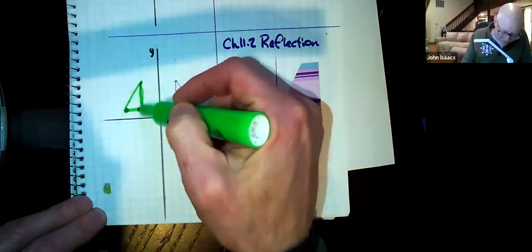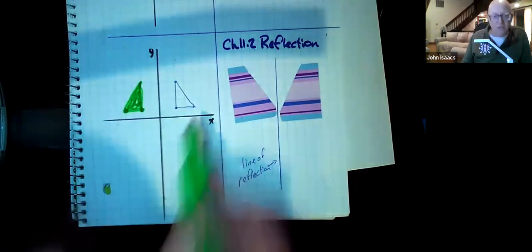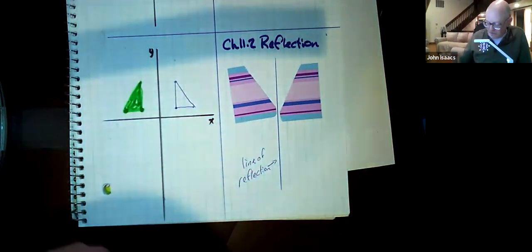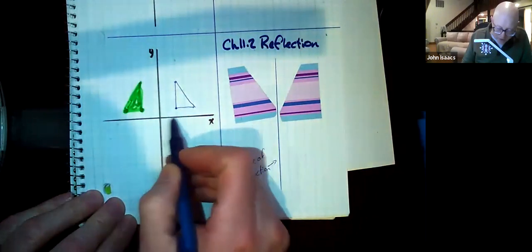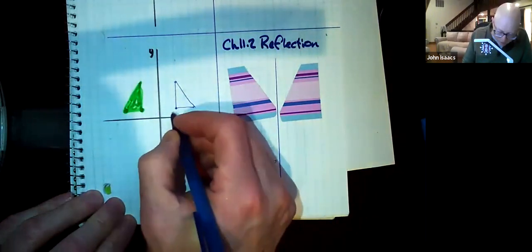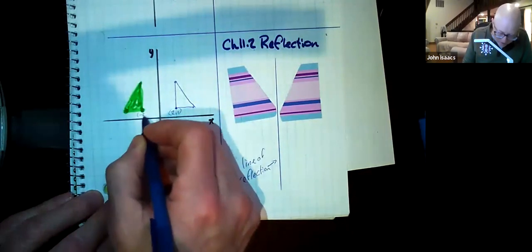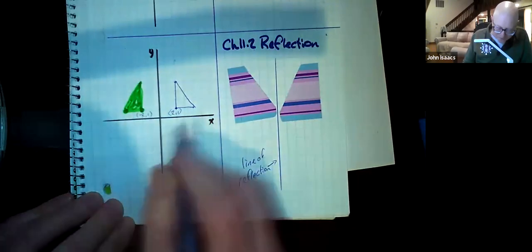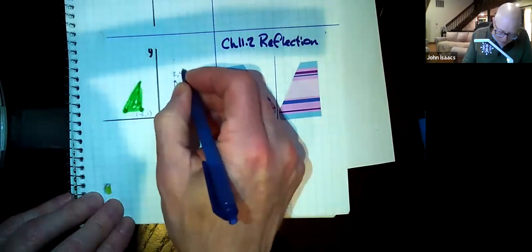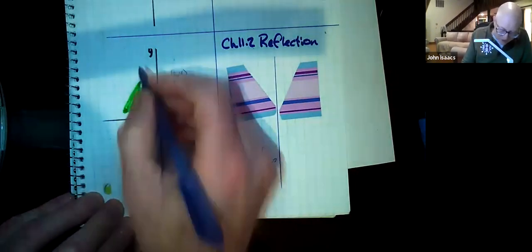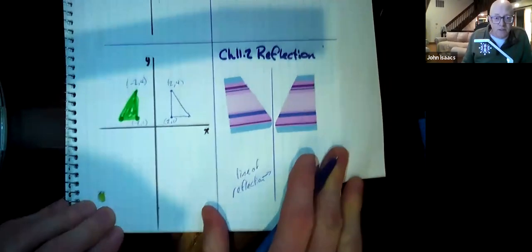So this shape is that shape reflected. Now, if we take a look at the values of these points, this point here is 2, 1. The x value is 2, the y value is 1. This x value is -2. The y value is still 1. This value is 2, 4. This value is -2, 4. Hope you can see these, they're a little small.